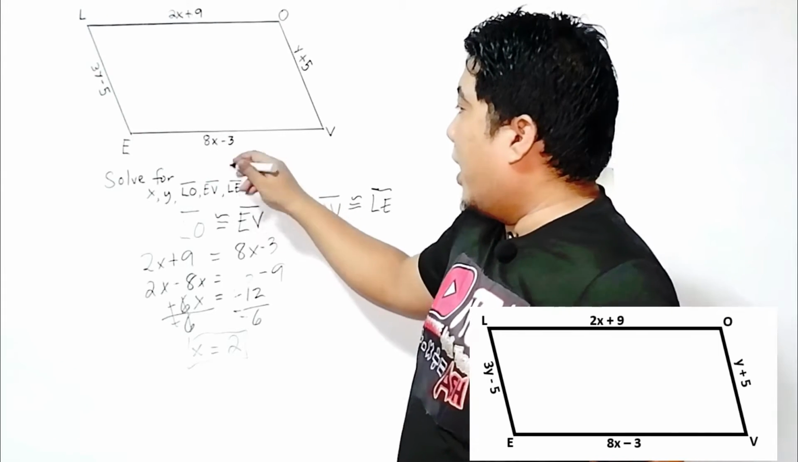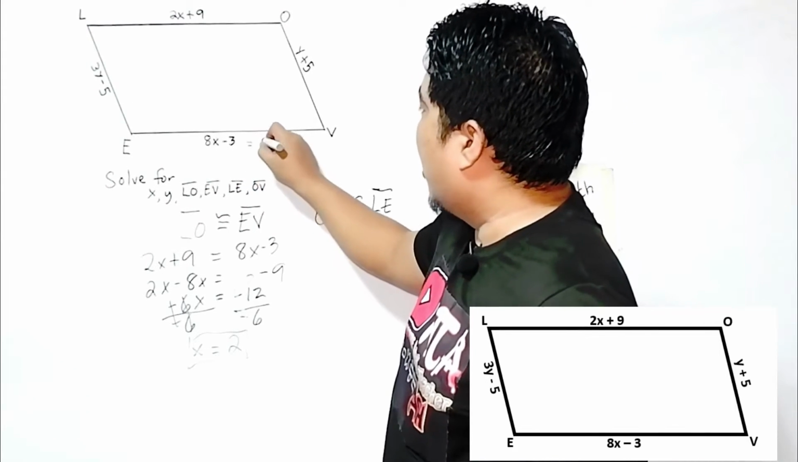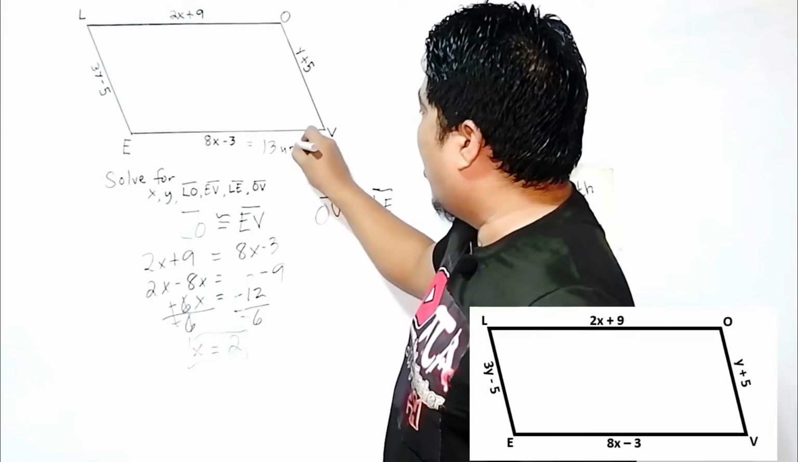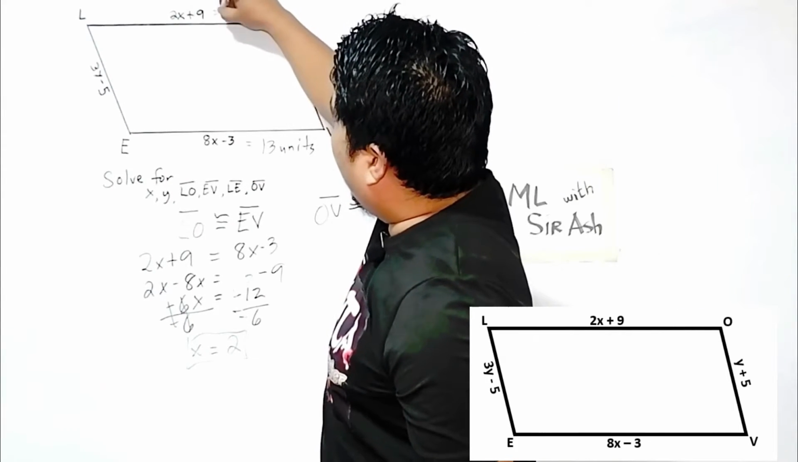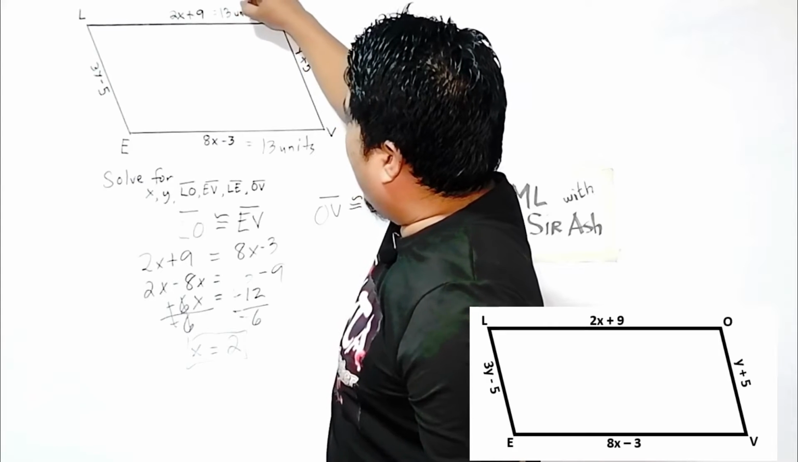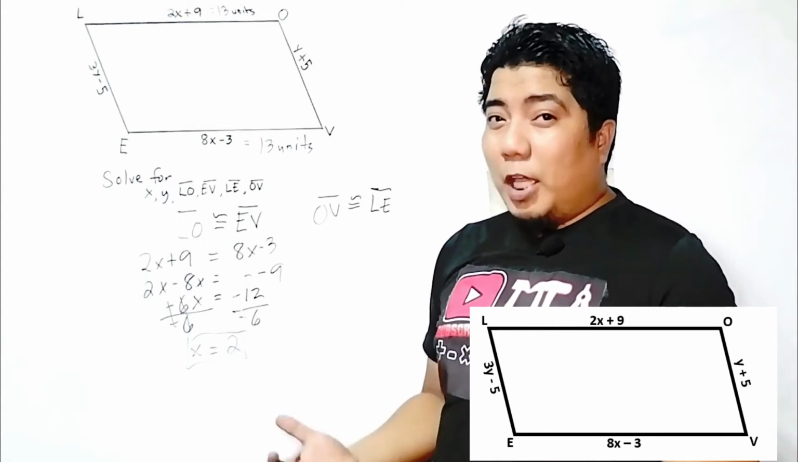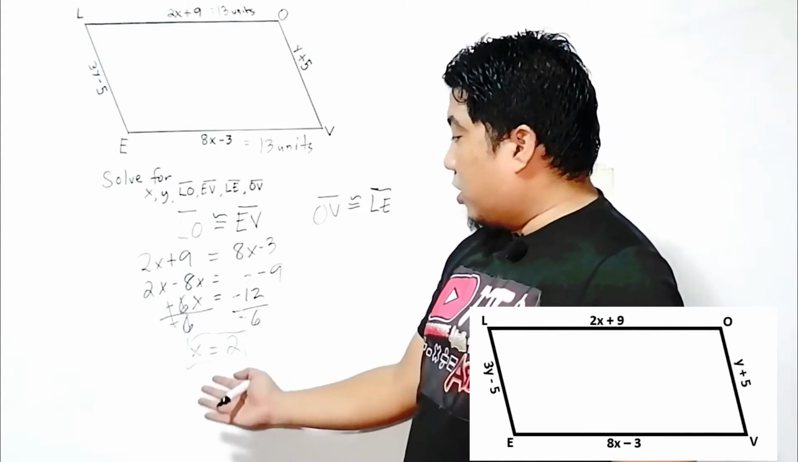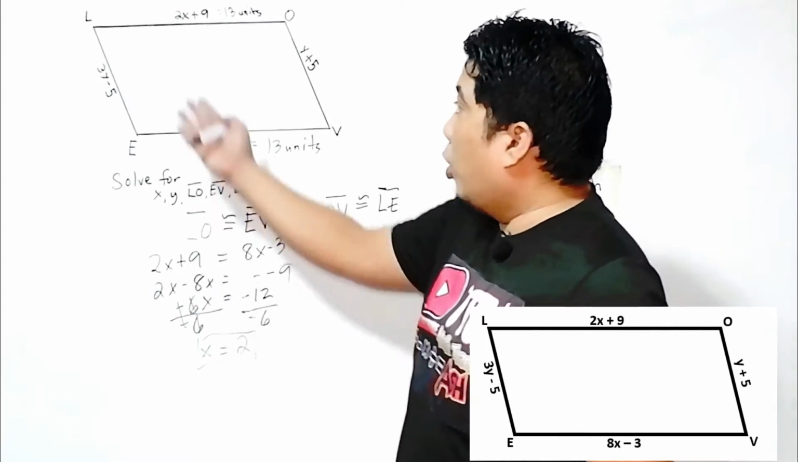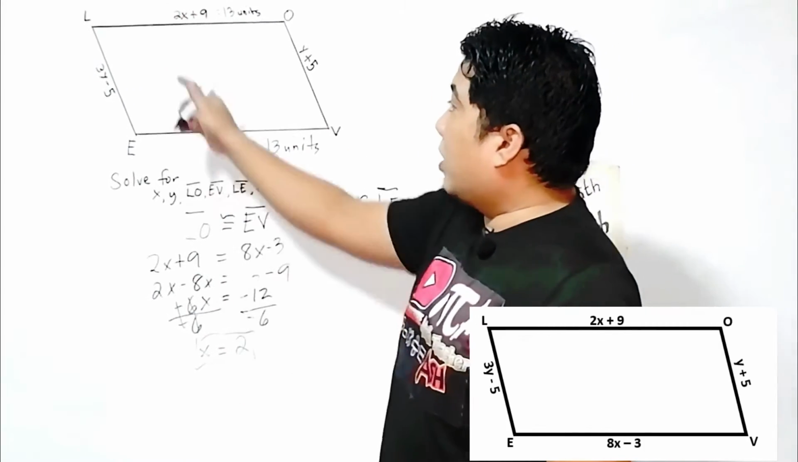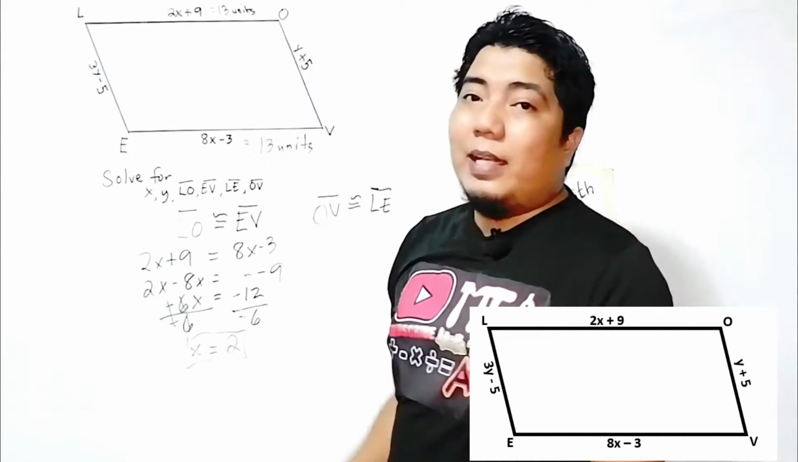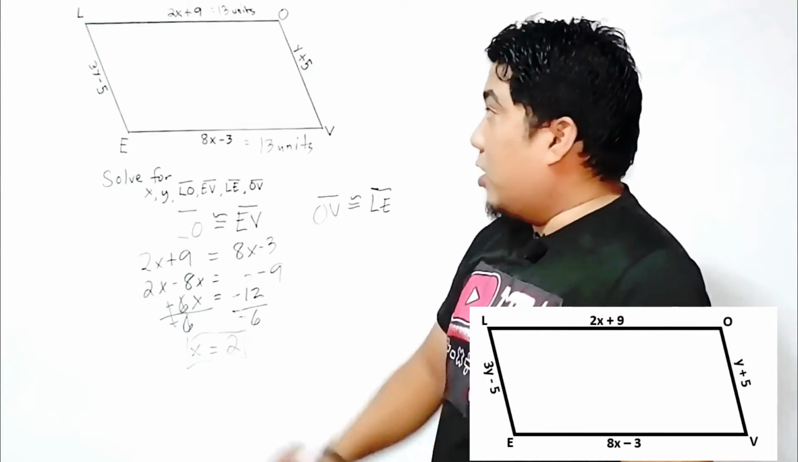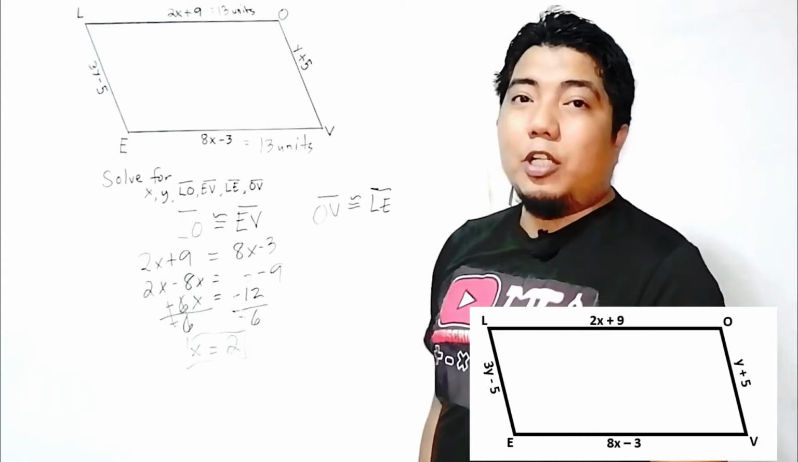16 minus 3, and that will give us 13 units. Of course, because of the property, this is also 13 units. Now, if you want to make sure, you can also substitute the value of x, which is 2, to the 2x plus 9, and that will give you 2 times 2, that is 4, 4 plus 9, and that is 13. So the same 13 units, 13 units.